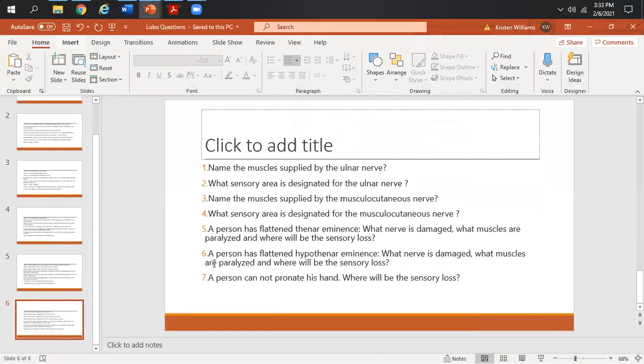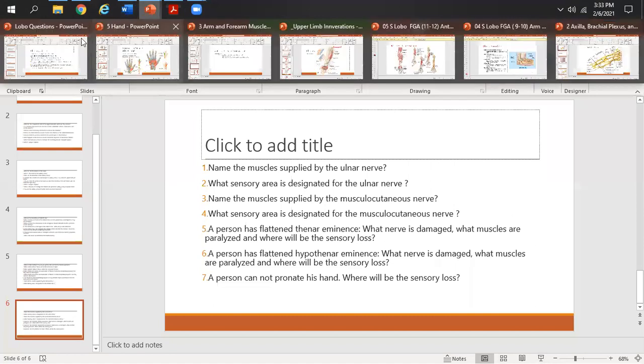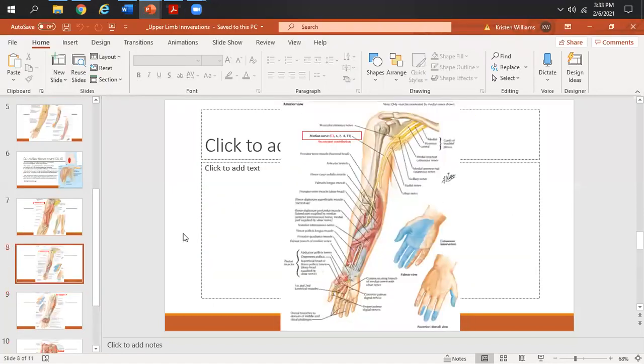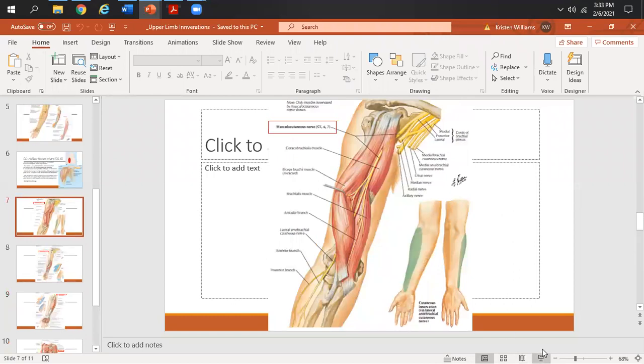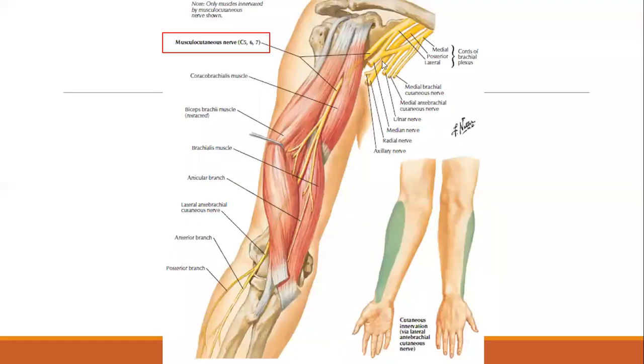Next question. Name the muscle supplied by musculocutaneous nerve and the sensory area designated for musculocutaneous nerve. All right, so going back to the PowerPoint that I made, I think musculocutaneous is kind of a cool nerve because it specifically pierces through a muscle in its path. So here's your musculocutaneous nerve. You can see it coming off of your brachial plexus.